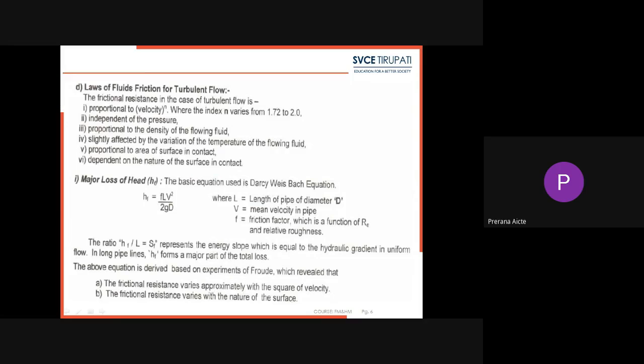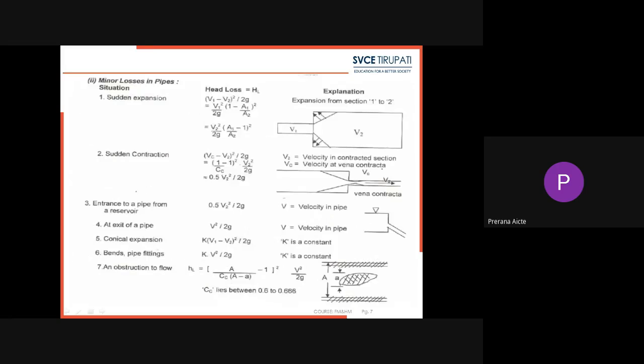In long pipelines, the head loss due to friction forms a major part of the total loss acting on the pipe. Hence, this loss is considered as the major loss of the pipe. This equation is derived based on the experiments of Froude, which revealed that the frictional resistance varies approximately with the square of velocity. The frictional resistance also varies with the nature of the surface.